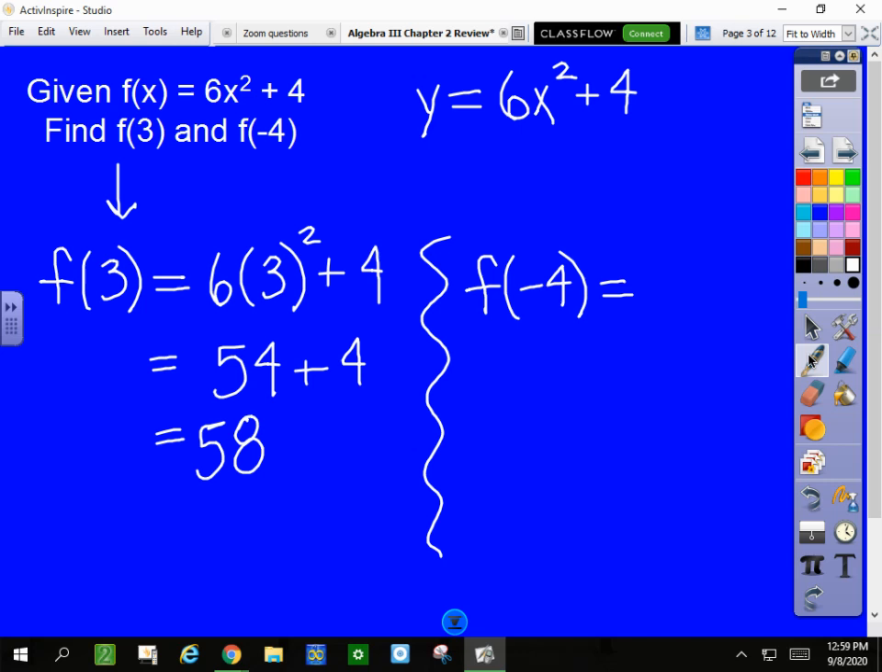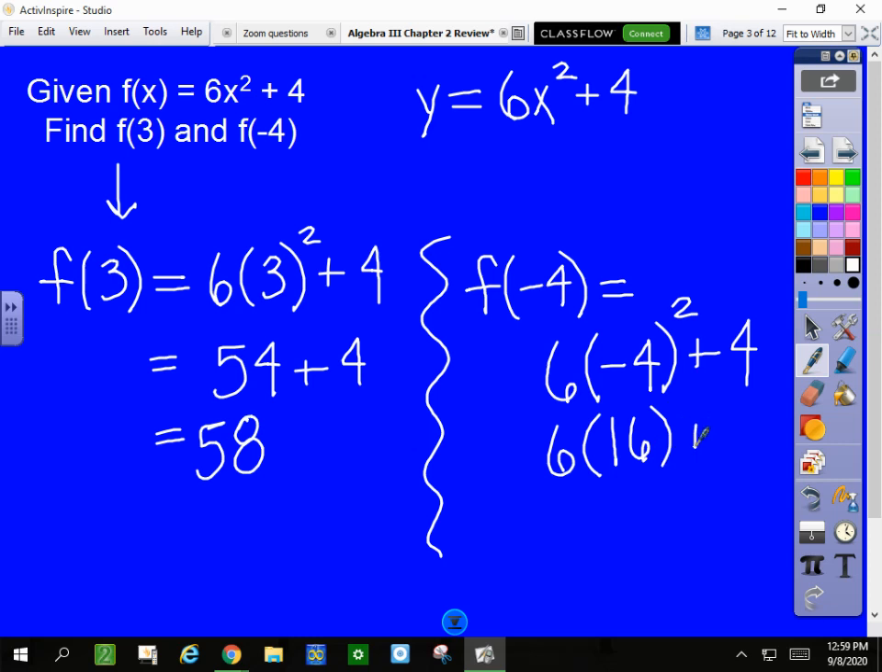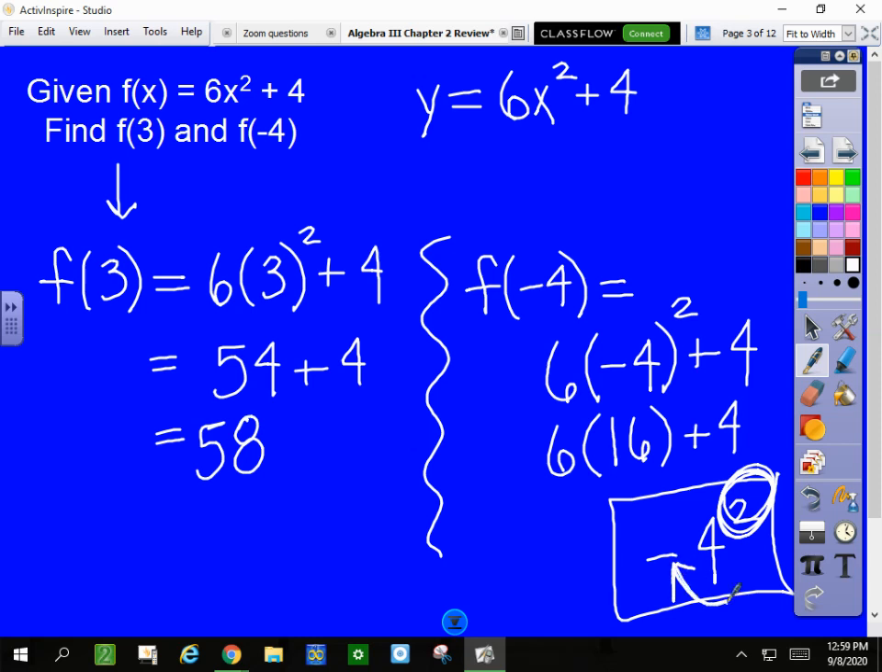So 6 times -4 squared plus 4. Now, note, the negative is getting squared. So a negative times a negative is a positive. So this is a positive 16, not a negative. If you type this into your calculator right here, the calculator knows the order of operations, and it will do exponents before multiplying by -1. I'm going to say that again, or you might want to run it back.